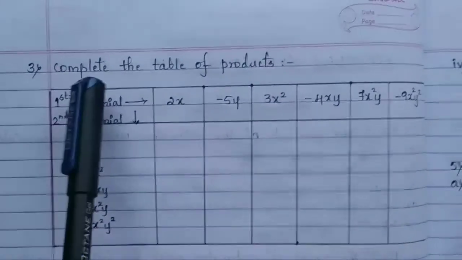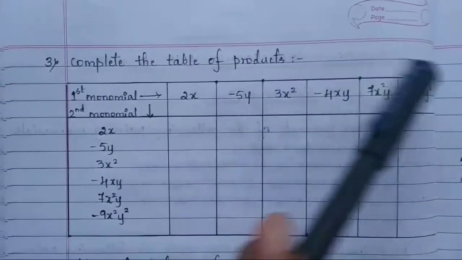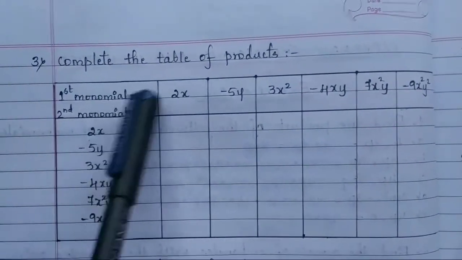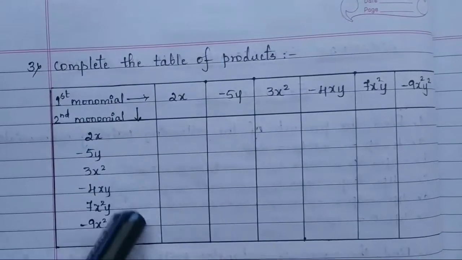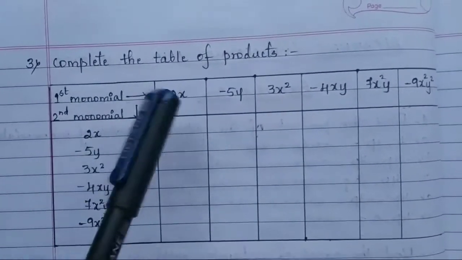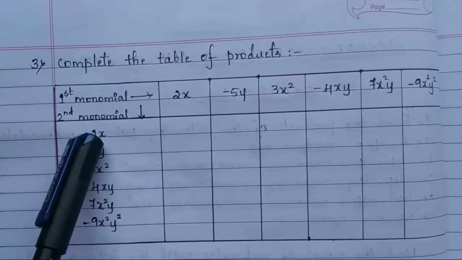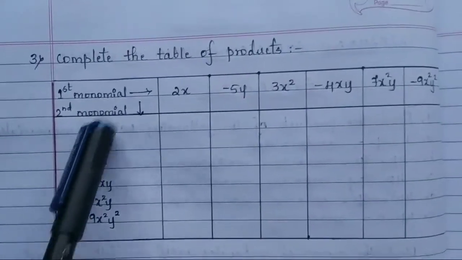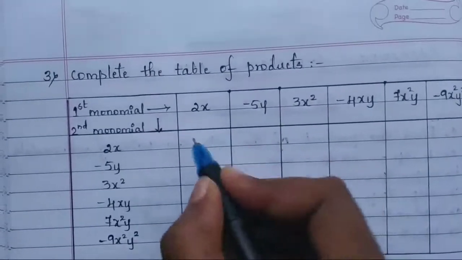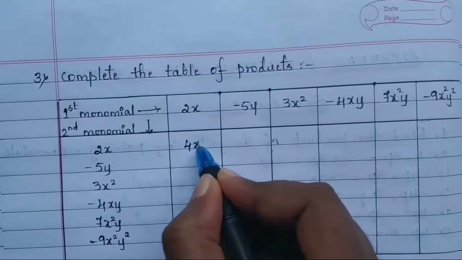Okay, next moving on to the third question. You can see here complete the table of product is given, and here one table is given. First monomial is given in this way and second monomial is given in this way. What we have to do is find the product here. It means we have to multiply the first monomial with the second monomial. So when we multiply 2x into 2x, we get 2 into 2, that is 4, and x into x, that is x square.